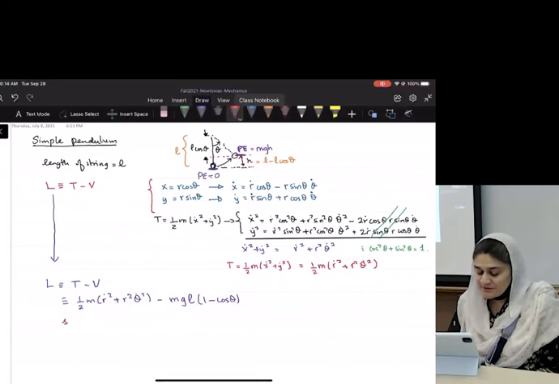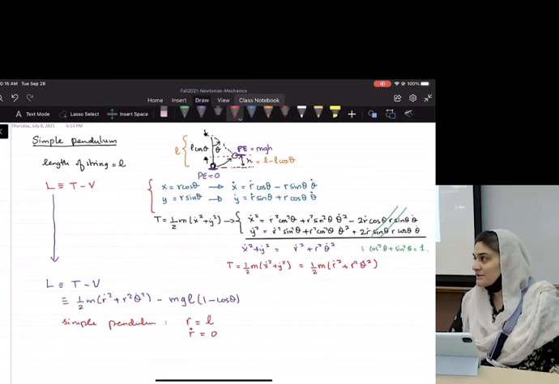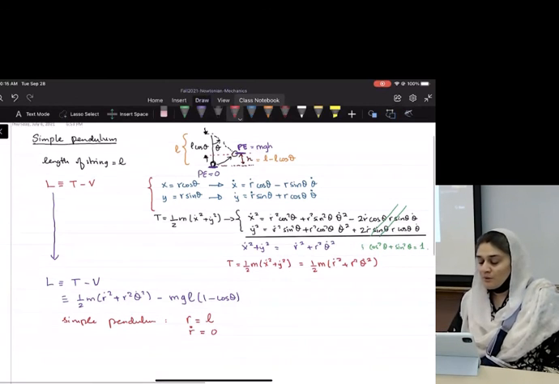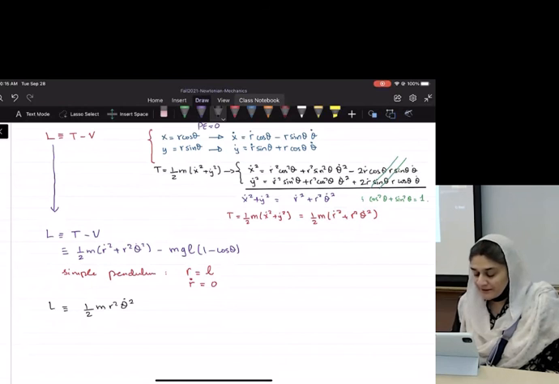So since in a simple pendulum, what is r? And what is r dot? What is dl over dt? Is L a constant? Derivative of it should be 0. What will my Lagrangian reduce down to? 1/2 m l squared theta dot squared minus mgl(1 minus cosine theta).